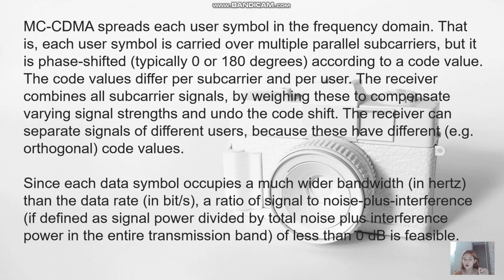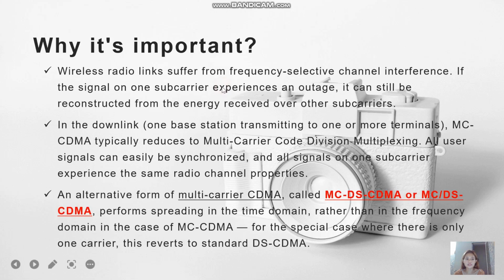For example, it's orthogonal. Since each data symbol occupies a much wider bandwidth, in hertz, than the data rate in bits, a ratio of signal to noise plus interference of less than 0 decibels is feasible. So that is MC-CDMA.